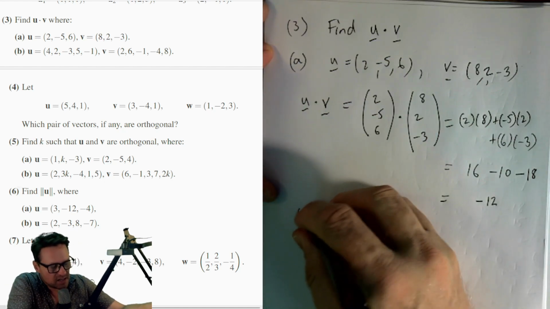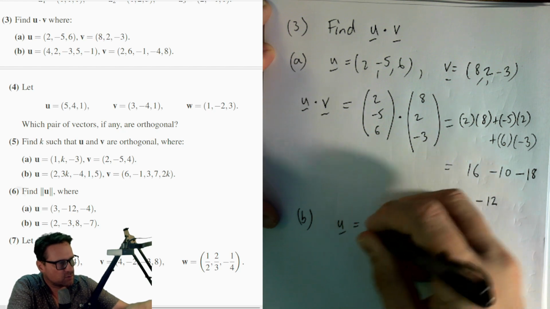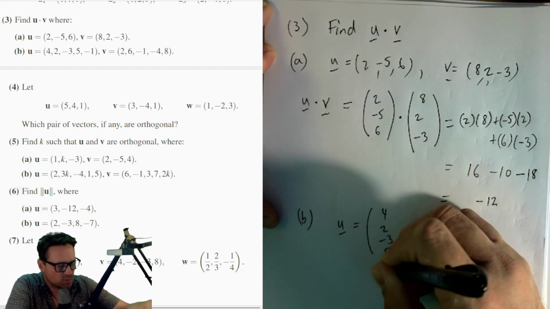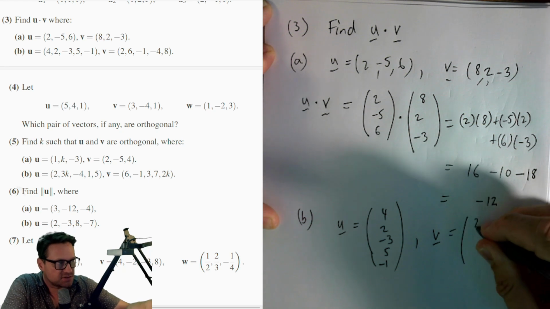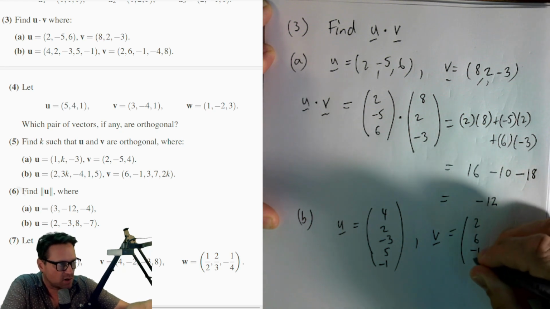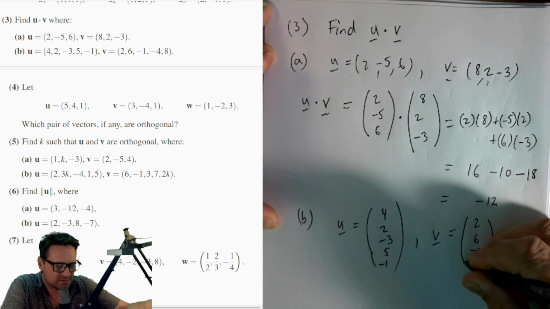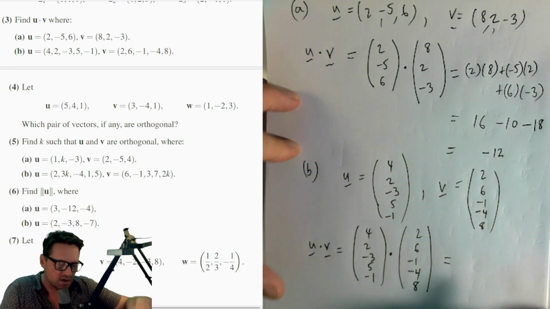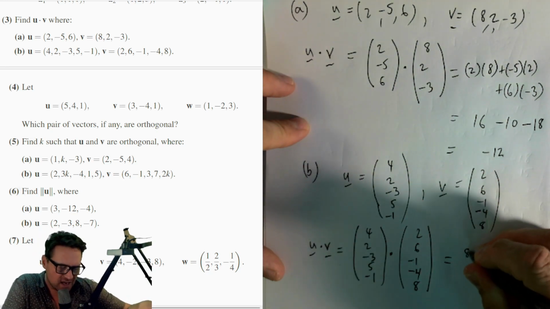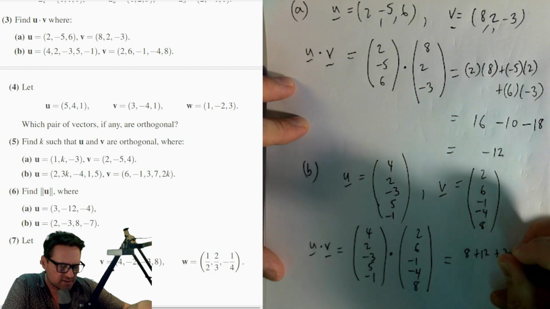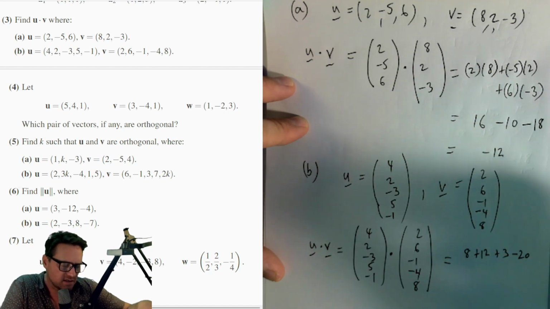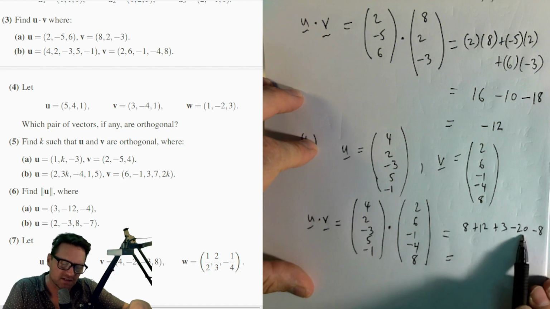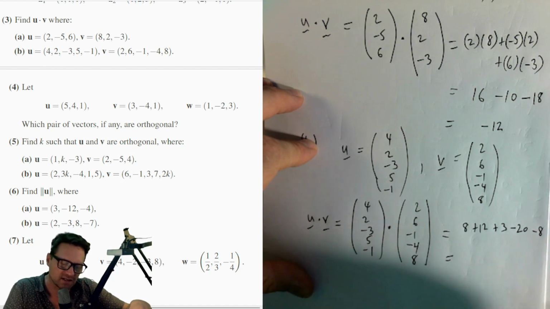Okay, now part B. So here we've got u equal to the vector 4, 2, -3, 5, -1. V is the vector 2, 6, -1, -4, and 8. So u dot v is, so we multiply these across and add the result. So that's 8 plus 12 plus 3 minus 20 minus 8. And so 23 minus 20 is 3. 3 minus 8 is -5.